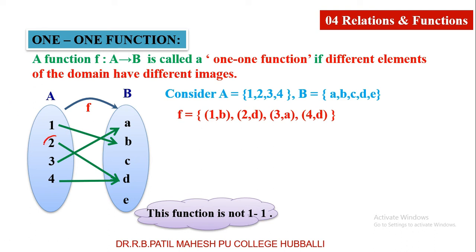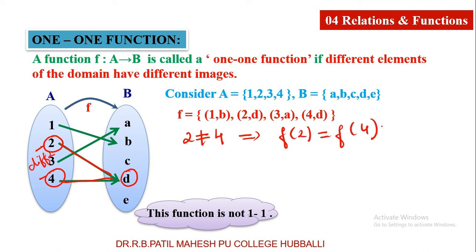Look at the elements 2 and 4. 2 and 4 are different elements, but their images, you see, what is the image of 2 and 4? Only D is the image. It means that 2 and 4 are different, but the image of 2 is equal to the image of 4, that is D. Elements are different, but images are the same. Is it the definition of a 1-1 function?